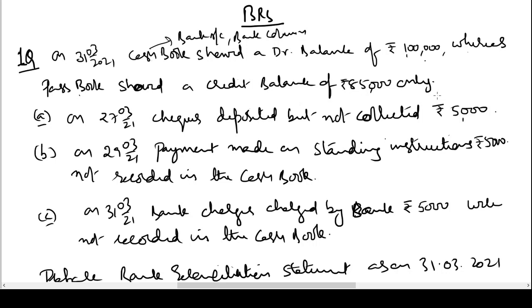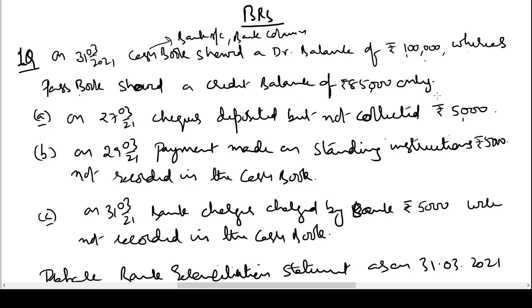For the sake of revision, I'll explain again. Favorable balance means our money is there with the bank. Overdraft balance means we have withdrawn more than what we have deposited. We have taken a loan from the bank. So favorable balance would be represented by a debit balance in the cash book and a credit balance in the passbook. Deposits are more than withdrawals.